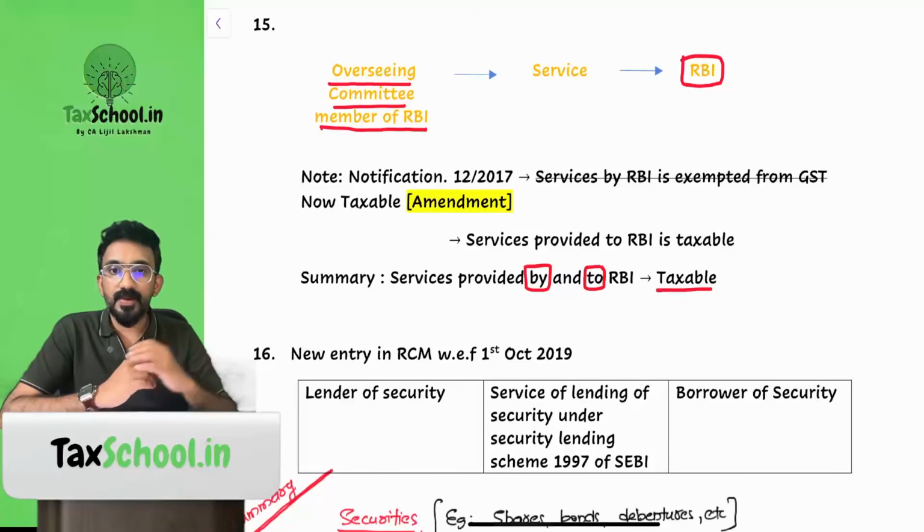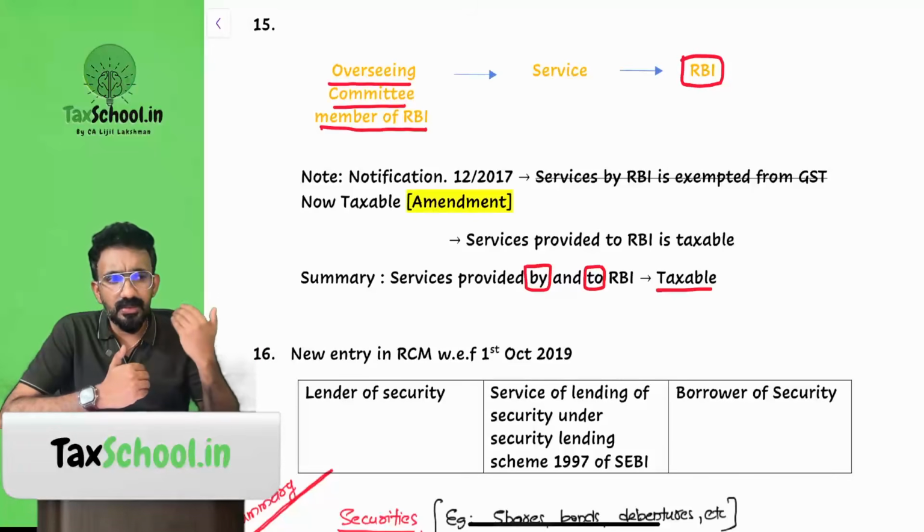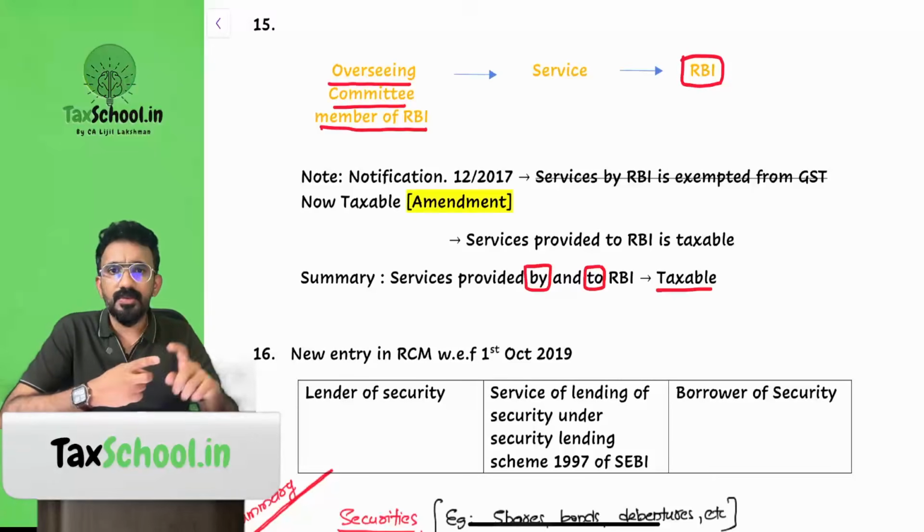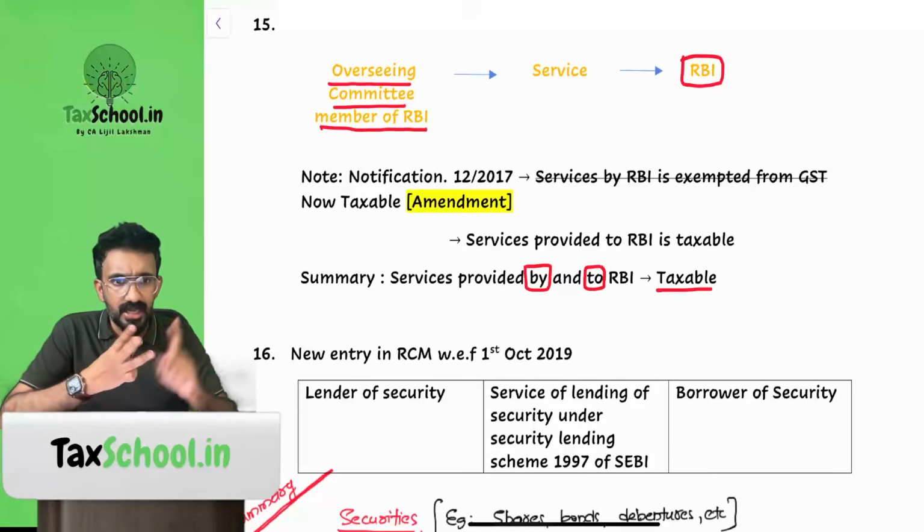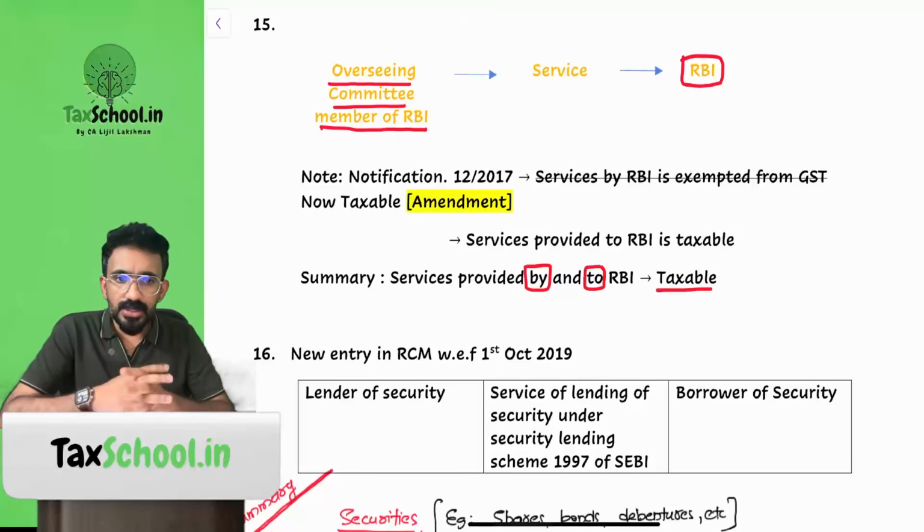To whom will RBI provide services? It will provide them to other banks most likely. Who will provide services to RBI? Anybody who's empaneled as a vendor in RBI can provide service to RBI. A restaurant can provide, an accountant firm can provide, an IT company can provide. So anybody who provides services to RBI will also be taxable.